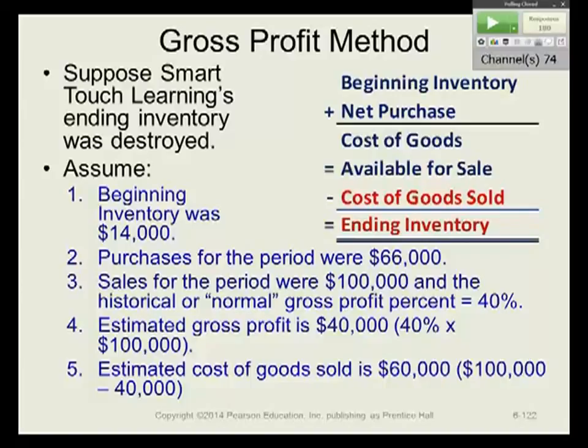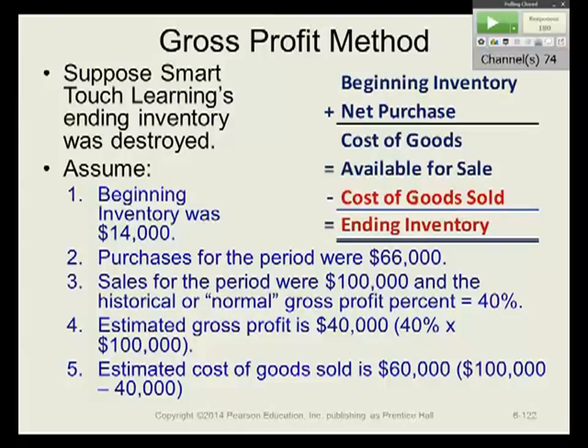All right, so let's do the example that's in the text. On slide 122, you've got this example. It tells you that the beginning inventory was 14,000. They purchased 66,000 for the year. They have sales of 100,000. The normal or historical gross profit percentage for this company was 40%. That means that on average, for every sales dollar, 40 cents is profit and 60 cents is cost.